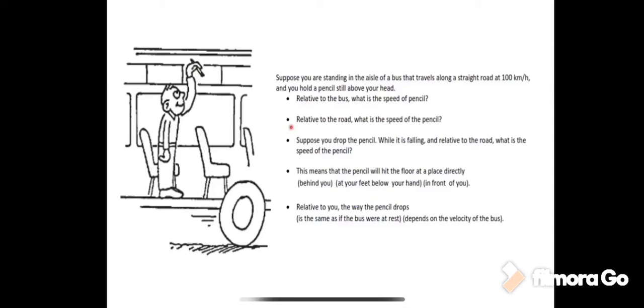Third point, suppose you drop the pencil. While it's falling, relative to the road, what is the speed of the pencil? So the speed of the pencil relative to the road is always going to be 100 km per hour. So this means that the pencil will hit the floor at a place directly at your feet, below your hand. Relative to you, the way the pencil drops is the same as if the bus were at rest. It depends on the velocity of the bus.